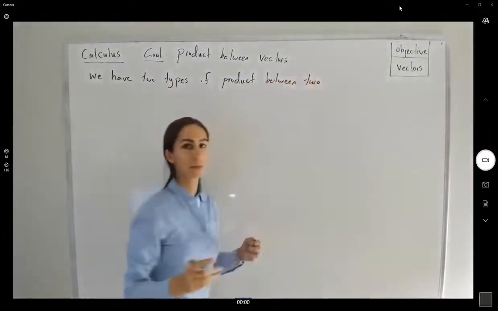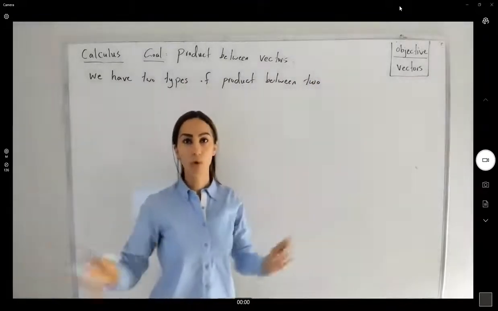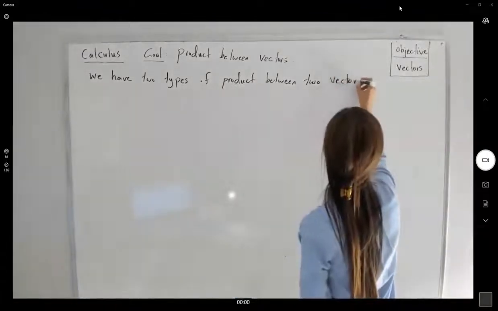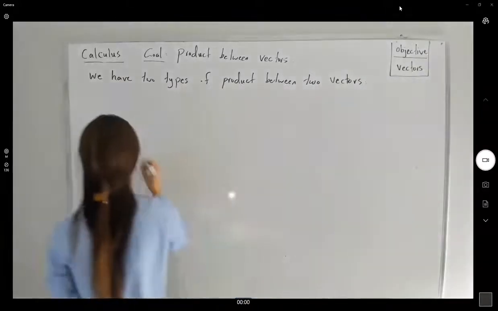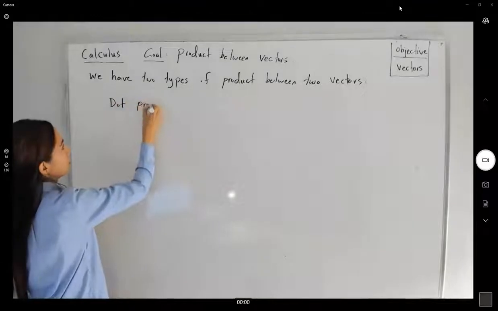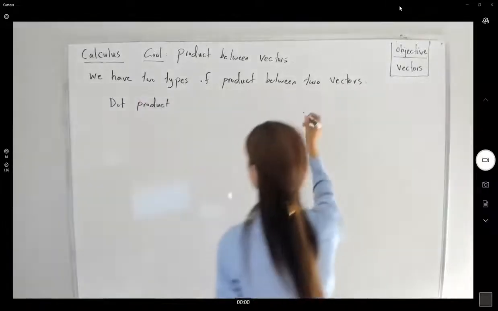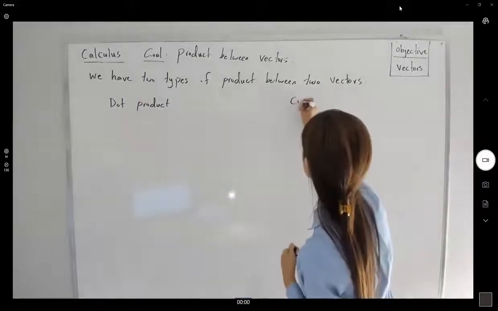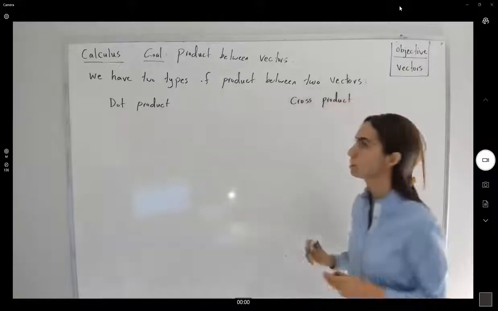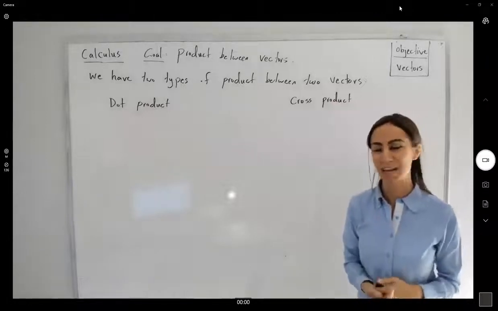Eventually, remember that when we are talking about two vectors, we can generalize the idea to more vectors. The very first one is called the dot product or inner product, and the second one is called the cross product. So we're going to write these two side by side and compare these two operations between vectors.